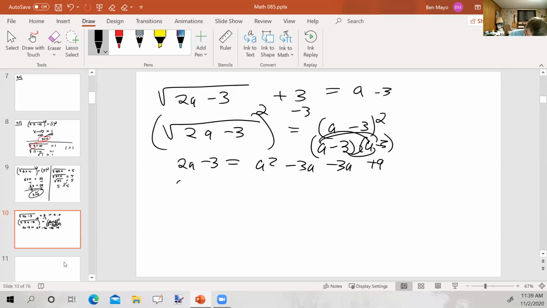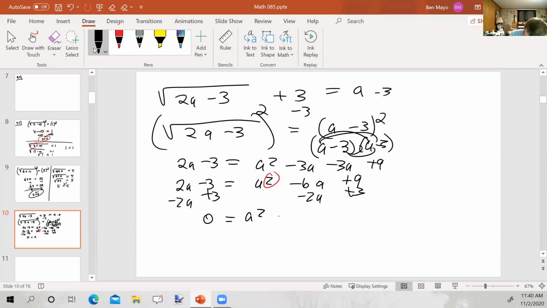Simplifying both sides of the equation, we get 2a minus 3 equals a squared minus 6a plus 9. This is a second degree equation. So I'm going to put everything on one side of the equation set equal to 0 on the other side of the equation. I want my leading term to be positive, so I'm going to leave the a squared where it is, and I'm going to subtract 2a from both sides and add 3 to both sides. This gives me 0 equals a squared minus 8a plus 12.